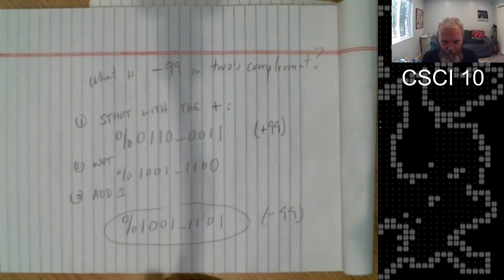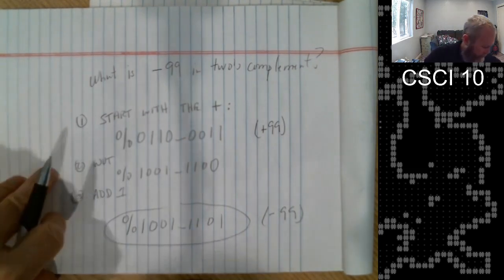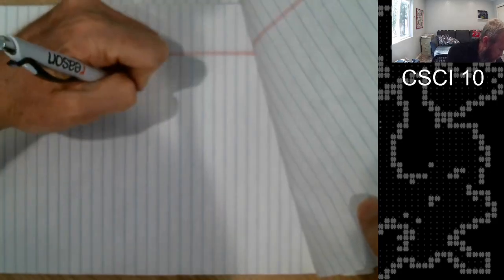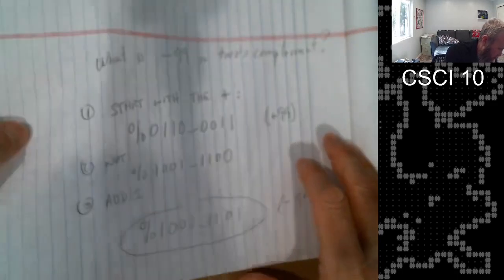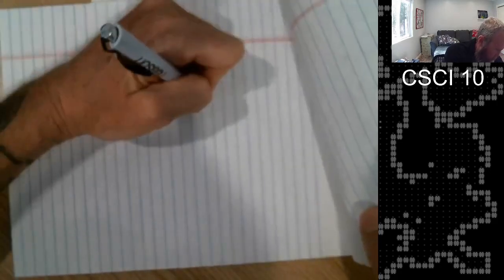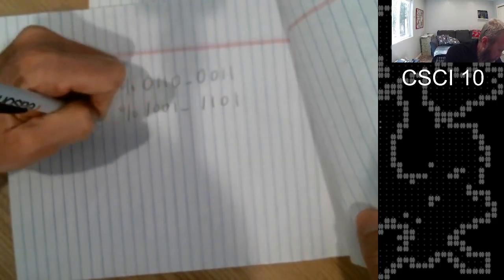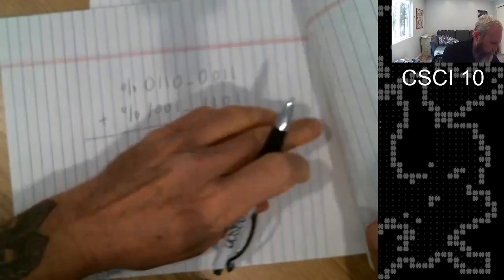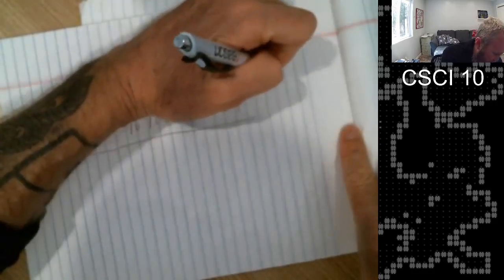All right, so one last piece, I think we're doing okay on time. Let me go back to binary addition and show you the magic here. So we get these two values, so 99: 0, 1, 1, 0, 0, 0, 1, 1, that's positive 99. Negative 99 is 1, 0, 0, 1, 1, 1, 0, 1. Okay, so here's positive 99.